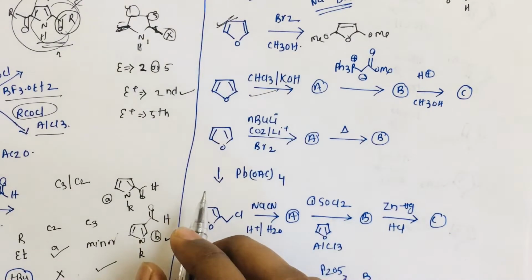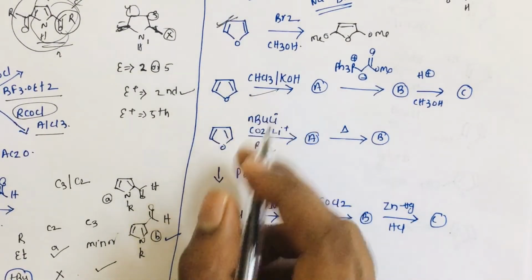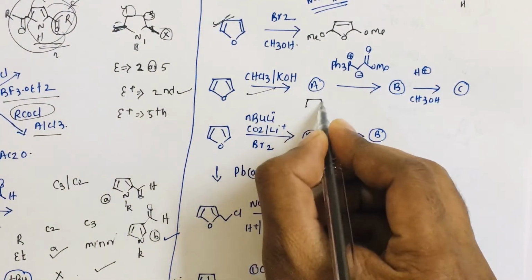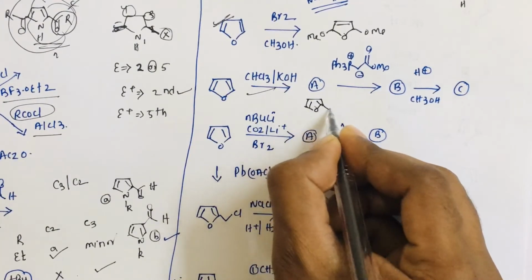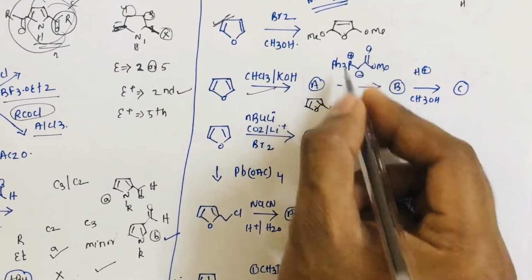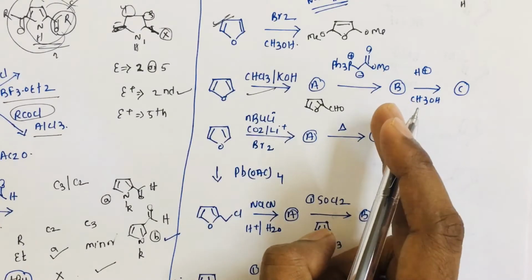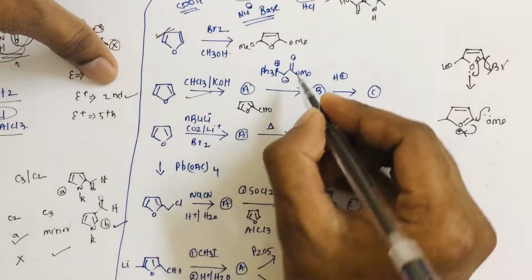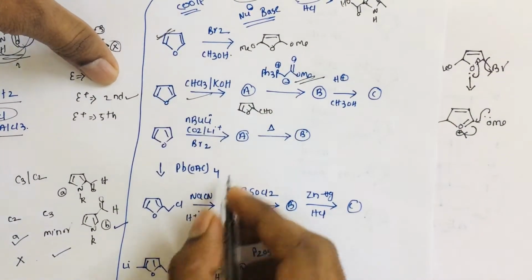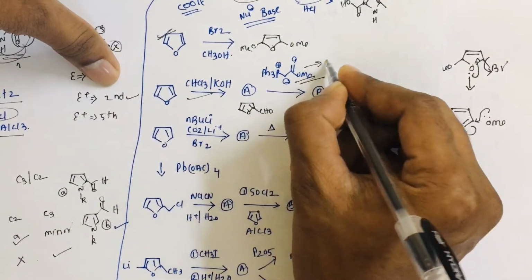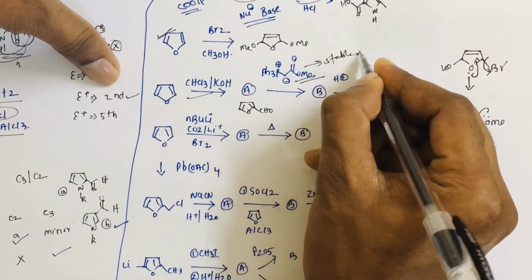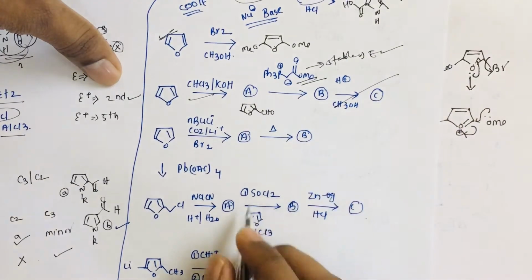This is a Reimer-Tiemann reaction. So we'll get an alpha position CHO, then we have a Wittig reaction, and next we have a Wittig reaction here. Since this is a stable ylide, we will get the E product as the major, then a protonation step.